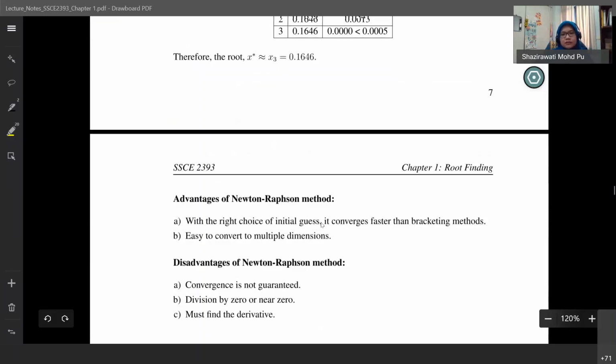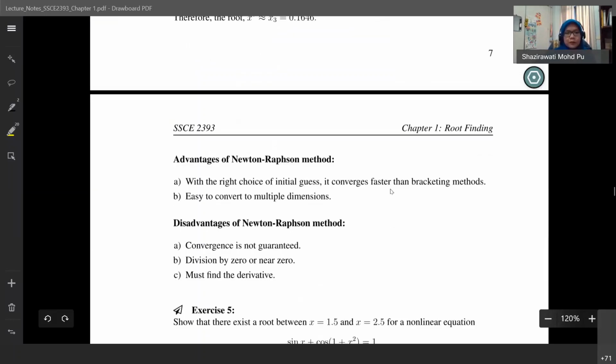Advantages and disadvantages. The advantage first: with the right choice of initial guess, it converges faster than bracketing methods, just like what I've explained before. You can see based on the graph. What did you do in the bisection? You just cut into two at the middle point. But with Newton-Raphson, by the tangent line, you are actually closer to the actual root. That explains why it converges faster compared to the bisection or any bracketing methods. It is also easy to convert to multiple dimensions. That is not in our scope anyway, but it can be extended to two dimensions.